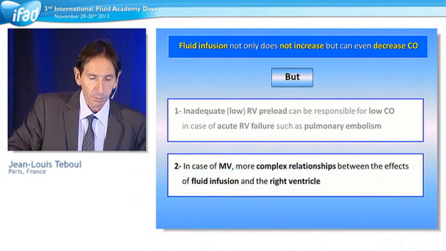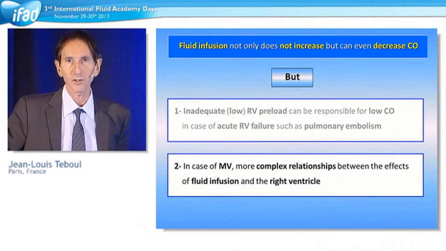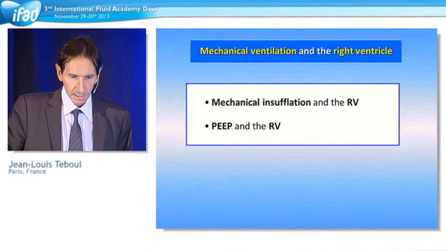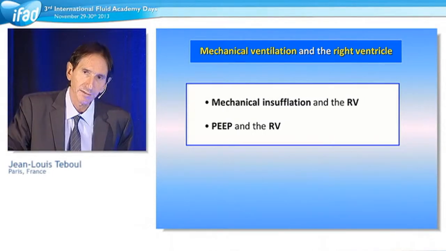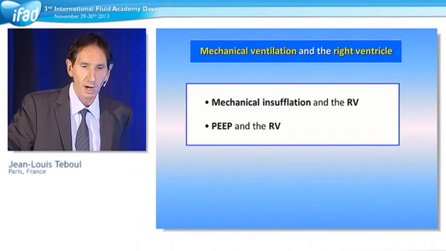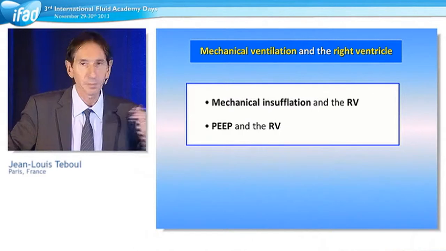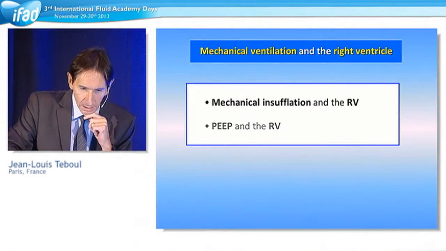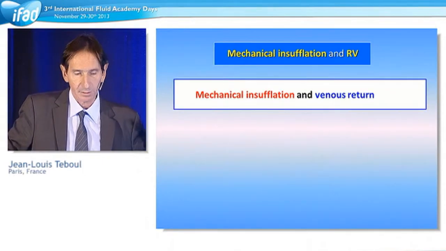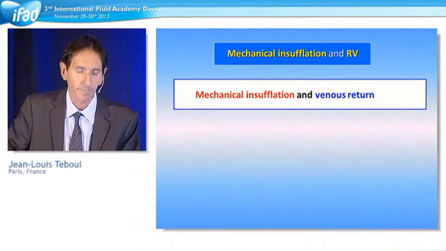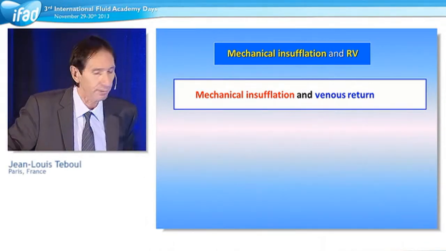Another problem is mechanical ventilation, which interacts with all these complex relationships. I have to rapidly remind you of some effects of mechanical ventilation on the right ventricle. First, mechanical insufflation and the right ventricle, and second, PEEP and the right ventricle. Mechanical insufflation and the right ventricle, we have two effects: mechanical insufflation and venous return, and mechanical ventilation and RV afterload.